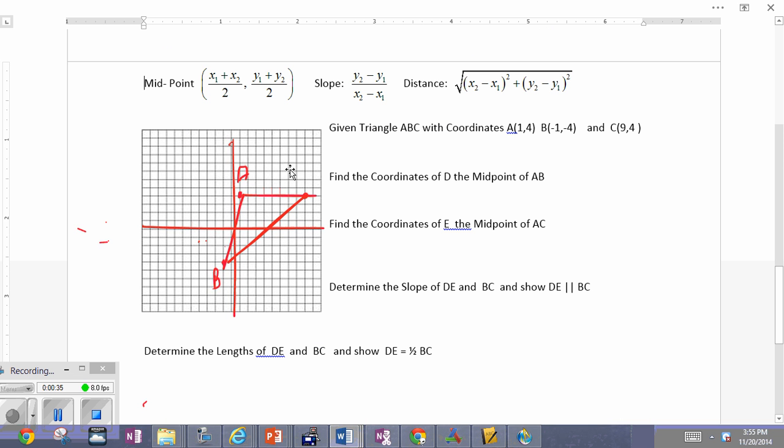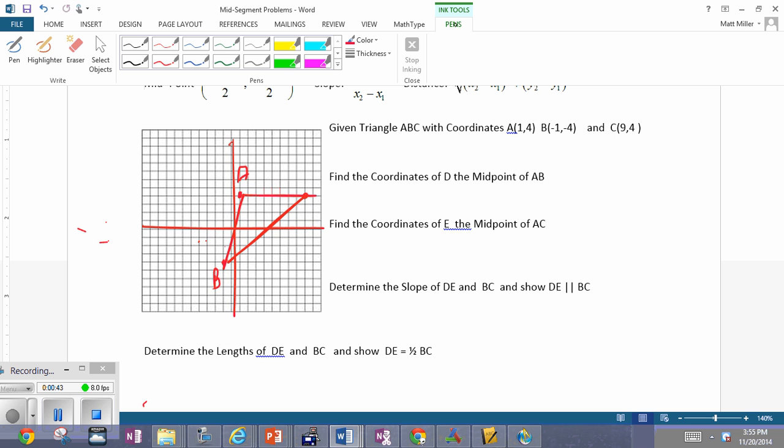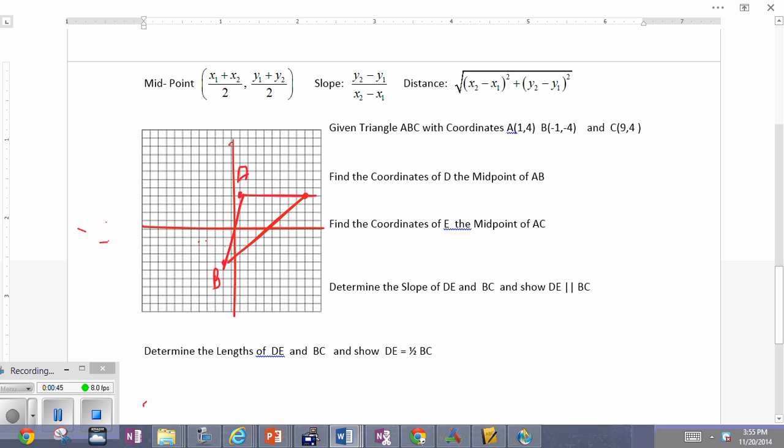So here's our triangle. I plotted out the points, as you can see. What I want to do is walk you through these so that you're comfortable with it. First off, you've got to remember the midpoint formula, the distance formula, and the slope formula. So here we go. We plotted out the triangle. It always helps to plot because you can estimate where those midpoints are going to be and have an idea whether you're on the right path or not.